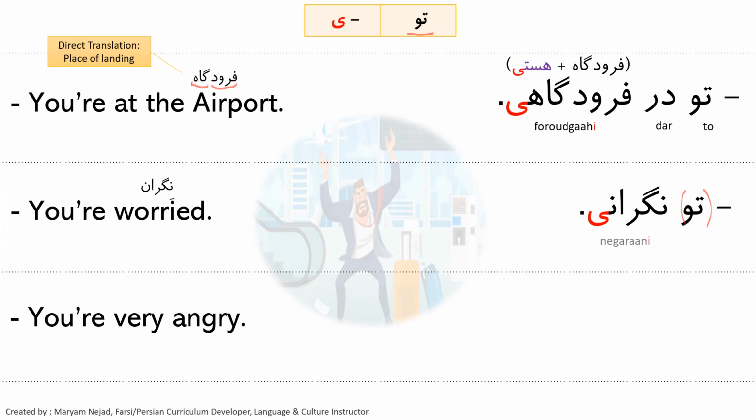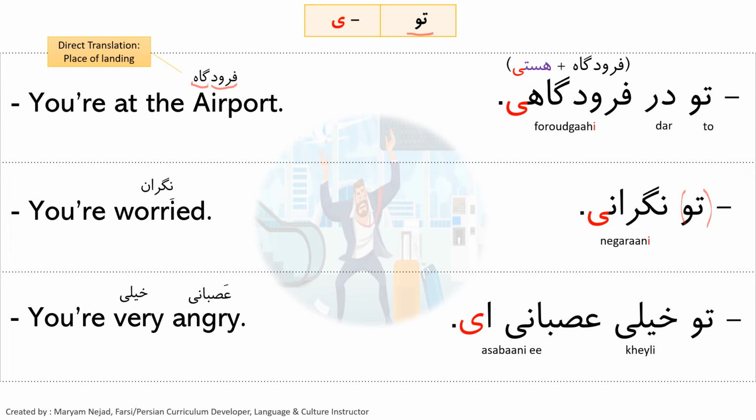Next one, you are very angry. Very is خیلی, angry is عصبانی. تو خیلی عصبانی. So here, if you've noticed or not, there is an aleph before the conjugation. The reason is that the adjective already ends in a ye, so before adding the other ye for the verbal ending, we need to add an aleph to make the pronunciation easier. So asabani.